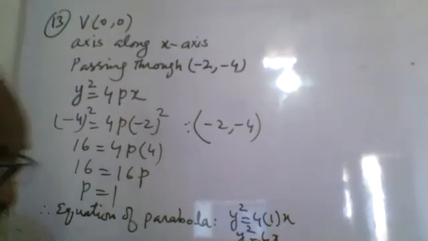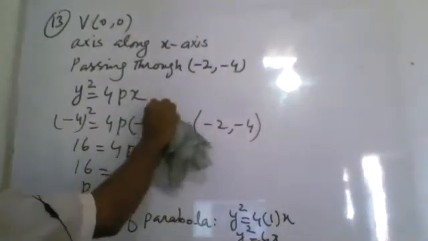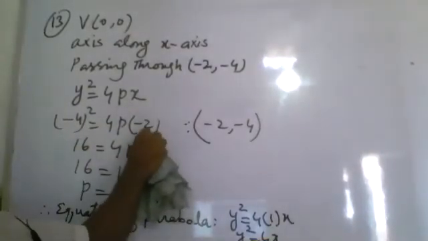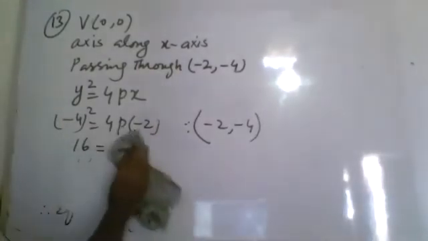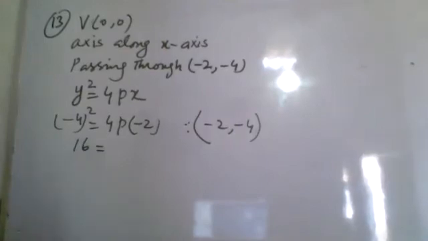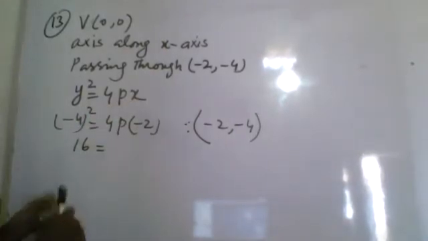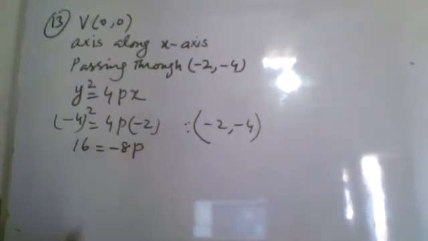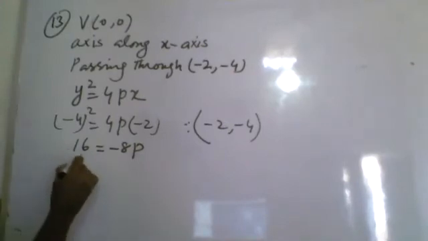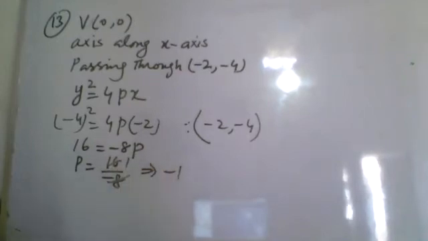Oh, sorry. This is not a square. You made a mistake, no one is telling me. This is x minus 2, so it will become minus 8p. So p will become 16 over minus 8. The answer is minus 1.